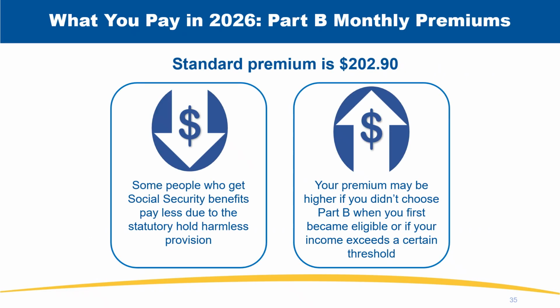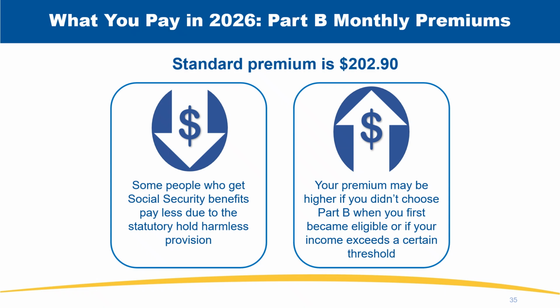What you pay in 2026 Part B monthly premiums. So the standard premium is $202.90. Some people who get Social Security benefits pay less due to the statutory hold harmless provision, which means they're locked in at a certain premium rate and it will not increase as the yearly standard premium increases.